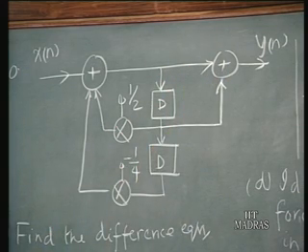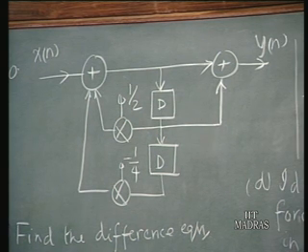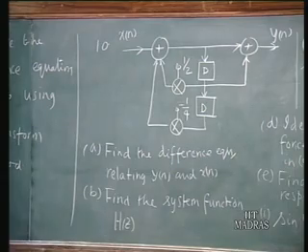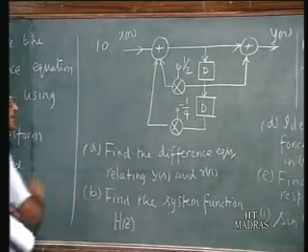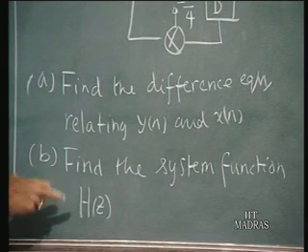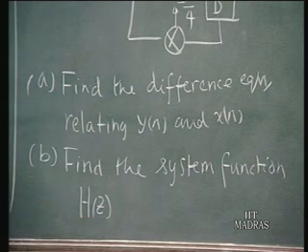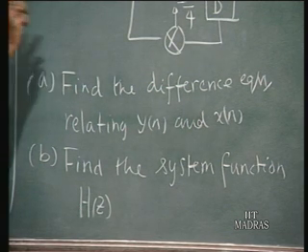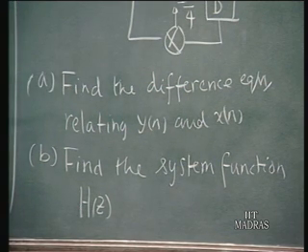So using this model of a discrete time system, find the difference equation pertaining to the output y[n] and how it is related to x[n]. So relating y[n] and x[n], find the difference equation from this circuit representation. Find the system function for the same system, H of z, that is the ratio of the z transform of y[n] to the z transform of x[n] with 0 initial condition, that is H of z.